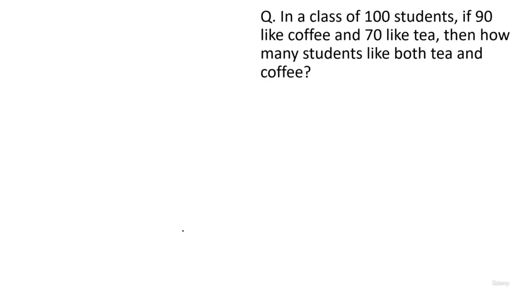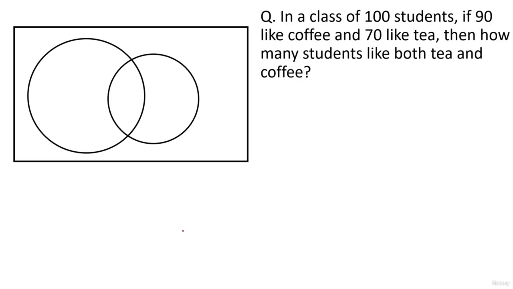In a class of 100 students, if 90 like coffee and 70 like tea, then how many students like both tea and coffee? Now you can solve this question again. As I told you n number of times before, you can pause the video and try it out, and then we'll discuss the solution, right? All right, guys. So we start solving this. There are 100 students in the class. 90 people like coffee and 70 people like tea. How many like both tea and coffee?